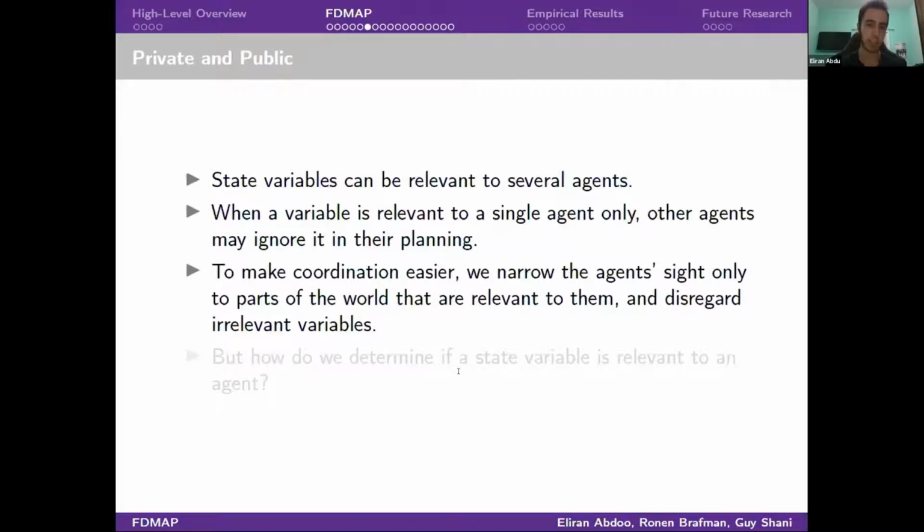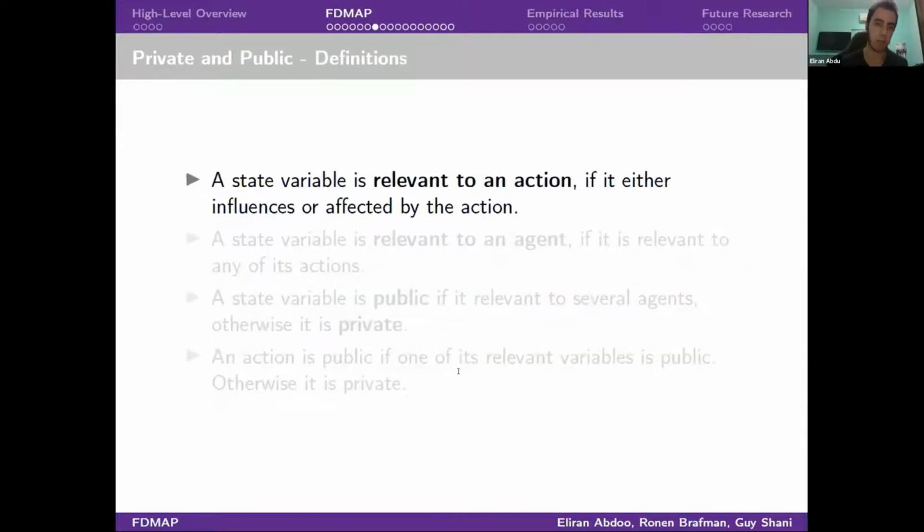To make coordination easier, we narrow the agent's view only to parts of the world that are relevant to it. So if, as we said, for example, the location of another agent is irrelevant, we don't want the agent to even look at it. So we want to narrow its planning consideration to the variables relevant to it only, and by that we disregard the irrelevant variables. This raises the problem of how to determine if a state variable is relevant to an agent, because this is not strictly straightforward. So now we'll go over definitions of what is private and public.